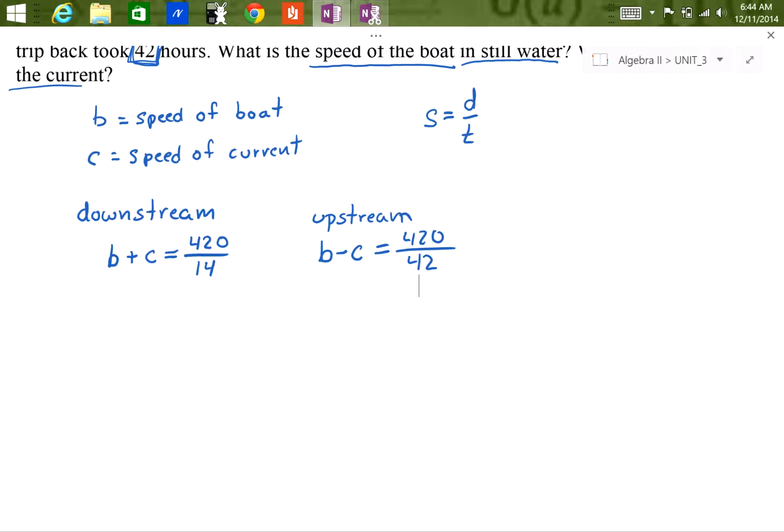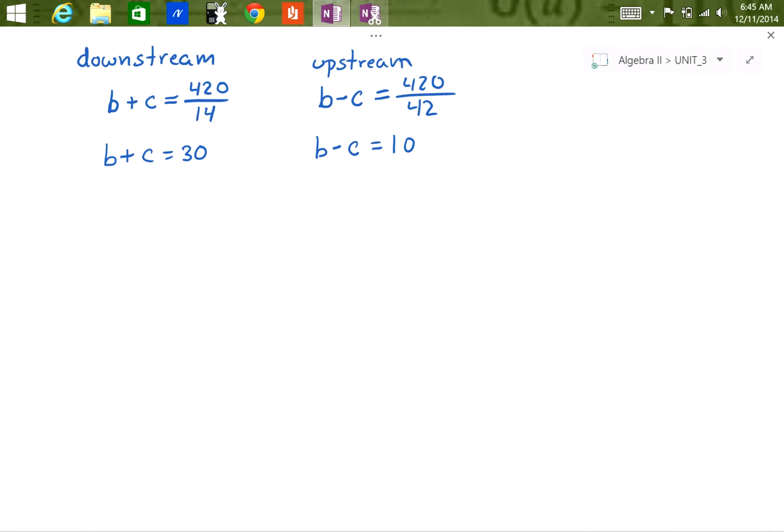Well, I'm going to simplify these two equations really quick. I'm going to go B plus C is equal to 420 divided by 14, we'll find out is 30. Then we have over here, B minus C is equal to 420 divided by 42, which is 10. So we've simplified both of these equations, but now I can take these and put them into a system of equations since they share the same variables. So here's my system of equations. B plus C equals 30 and B minus C equals 10.